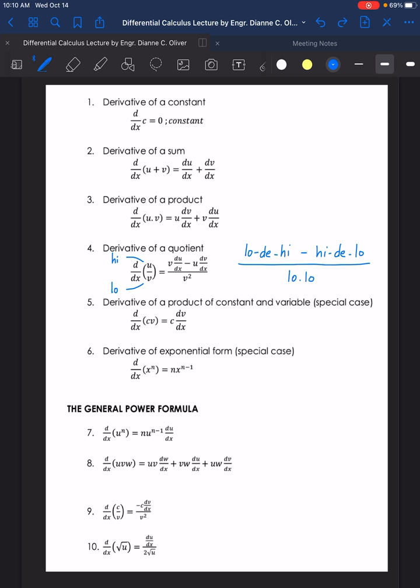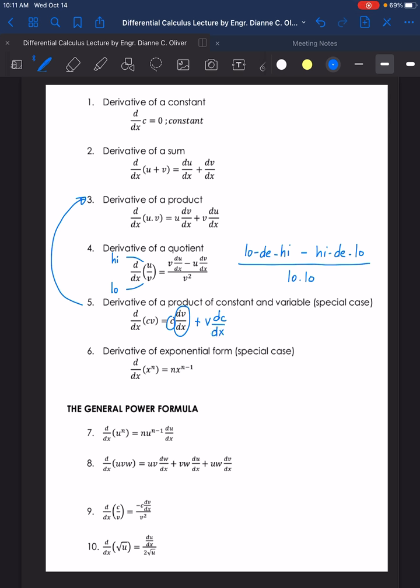Now, how about number 5? Derivative of a product of constant and variable. It is a special case. So, here, this pattern actually is the same with the derivative of a product. If we try to get the pattern of derivative of a product, we will copy C, then derivative of V, plus we copy V, and then we have the derivative of the constant here.